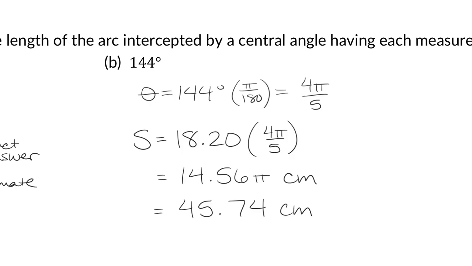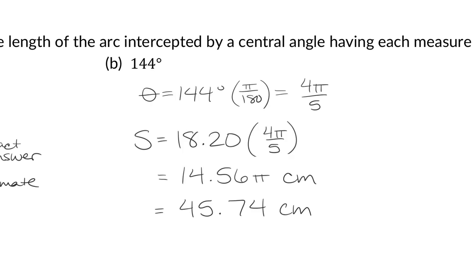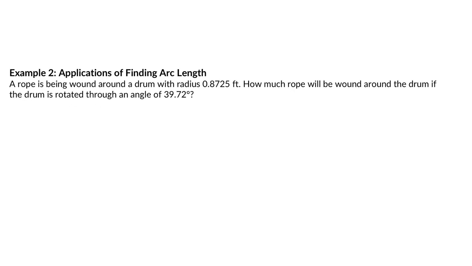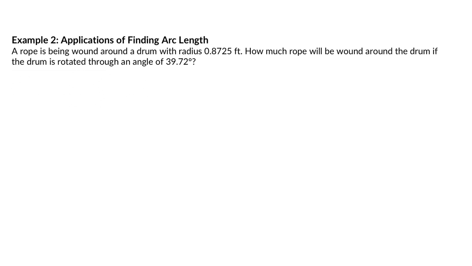Great. Here's the deal though, because this represents something that has real applicable things in real life, you're mostly going to see word problems when we're working with arc length. Here's what a word problem might look like. And I know you're probably going to want to write down some of this information. You just need to write down the important things. It says, a rope is being wound around a drum with a radius of 0.8725 feet. How much rope will be wound around the drum if the drum is rotated through an angle of 39.72 degrees?